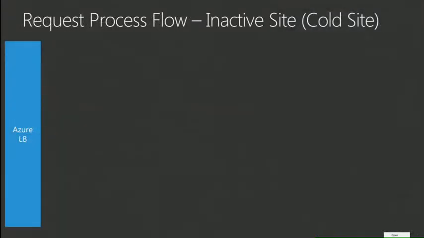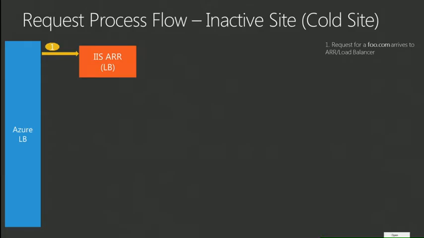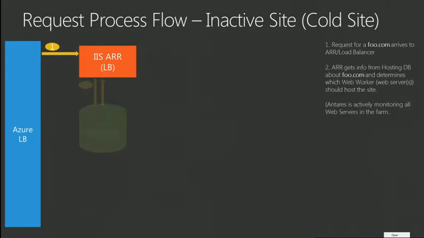So how does this work? We'll go through the request for a cold site. What we mean when we say cold site is we just provisioned a new website, but no one has ever browsed to it before. So we're going to hit the Azure Load Balancer. The Azure Load Balancer knows that this host header belongs to Windows Azure Websites. It's going to hit our application request router.